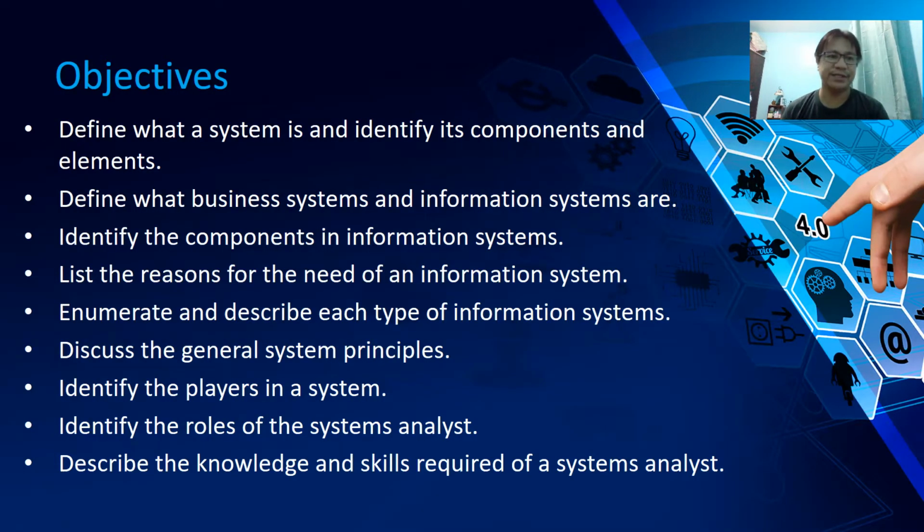So the objectives of this week 1 are to define what a system is and identify its components and elements. Also, we will define what business systems and information systems are, identify the components of an information system, and list the reasons for the need of an information system. Also, we will enumerate and describe each type of information system. We will also discuss the general system principles. What are the principles behind the system?